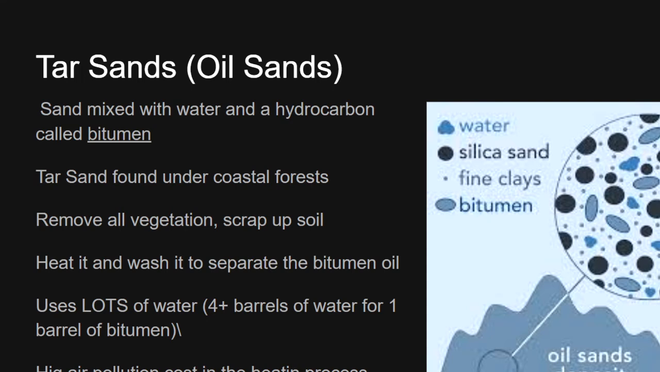So what they have to do is they have to remove all the vegetation, scrape up the soil that covers the tar sand, and then they take it and they heat it and they wash it to separate the bitumen oil out of the water and sand. This process is incredibly thirsty in that it uses a lot of water. To get 1 barrel of bitumen oil, you're going to use over 4 barrels of water in the processing. So this is a very, very water polluting, water using process.